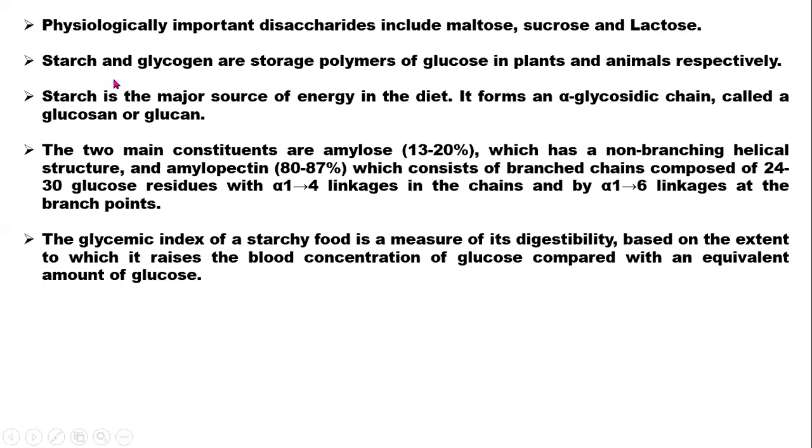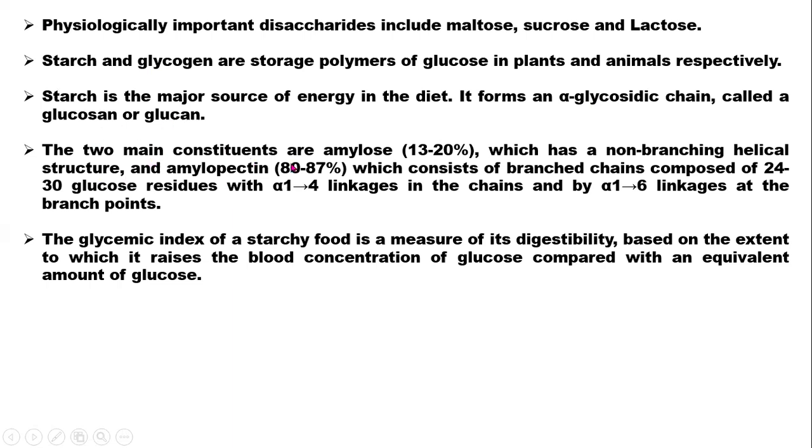We also have starch and glycogen, which are storage polymers of glucose in plants and animals, respectively. The storage form of glucose in animals is glycogen, while the storage form of carbohydrates in plants is starch. Starch is the major source of energy in the diet. It forms an alpha glycosidic linkage, which is called glucosan or glucan.